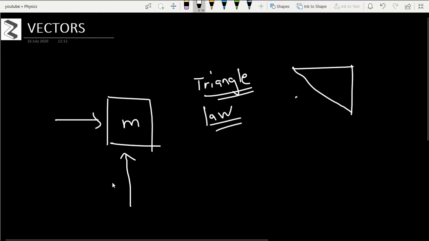So if we assume the values, this as 3 and this as 4, and they tell us to find the net resultant force, then we can easily find it by Pythagoras theorem, like this 3, this 4, and this angle is 90. So we can find it by a square plus b square is equal to hypotenuse square, which will be 5 centimeter. So we got the magnitude as 5. So this is the triangle law.